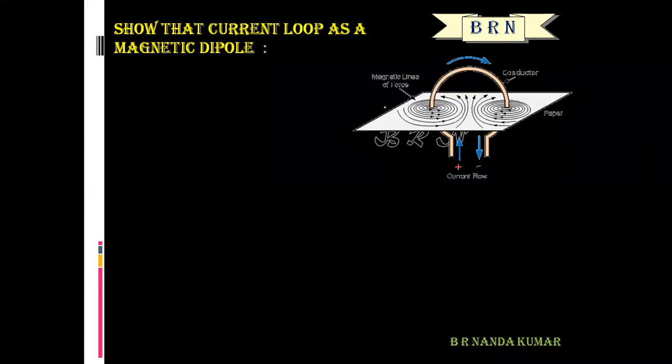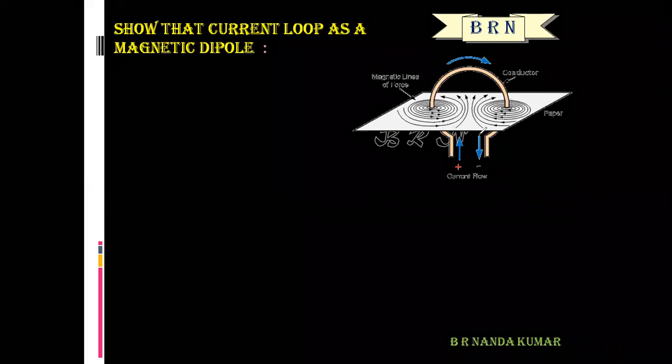First, let us consider a circular current loop. One end of the loop is connected to the positive terminal of the battery and the other end is connected to the negative terminal of the battery. Current is always drawn from the positive terminal. The current is flowing like this, that is, in clockwise direction.